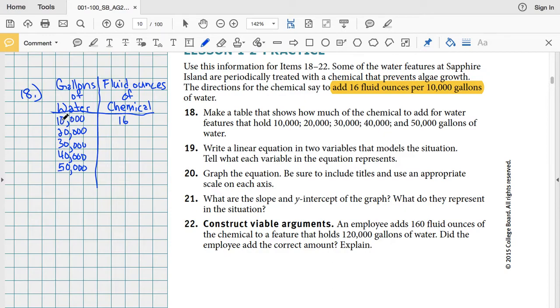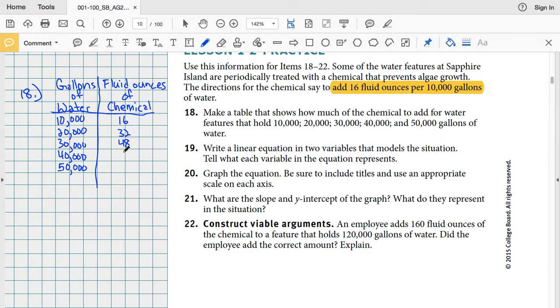If we were doubling, it would be 10, 20, 40, 80, so on and so forth. This is going up by 10. So this should just go up by 16 every time. So add another 16 here, and we've got 32. We add another 10,000, going from 20 to 30. So add another 16 fluid ounces of chemicals. So that would be 48.